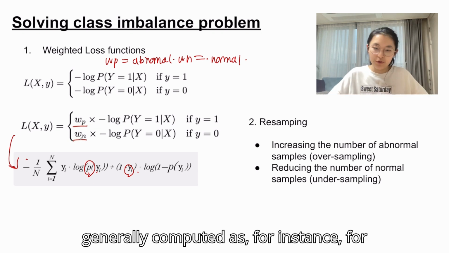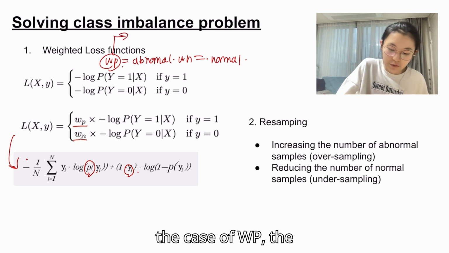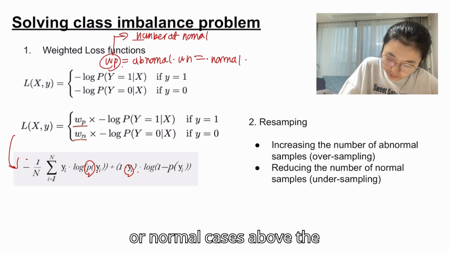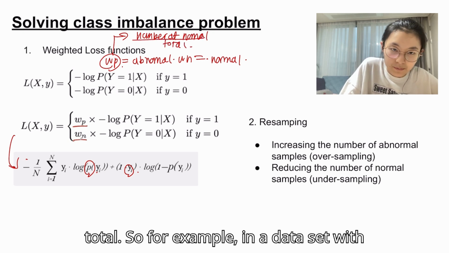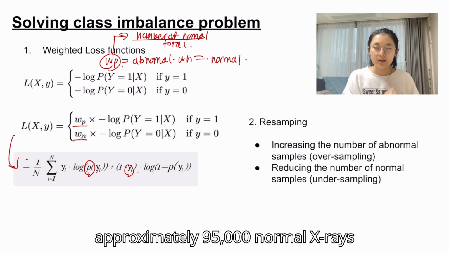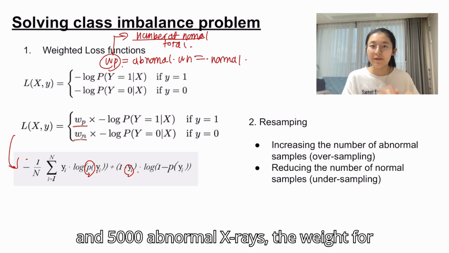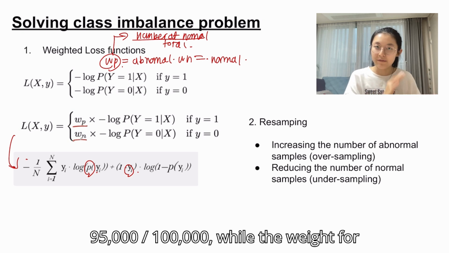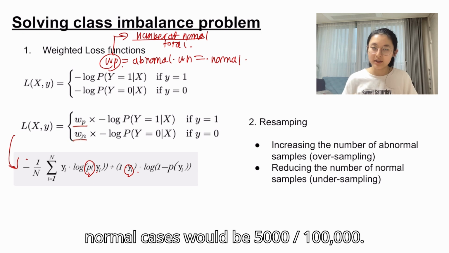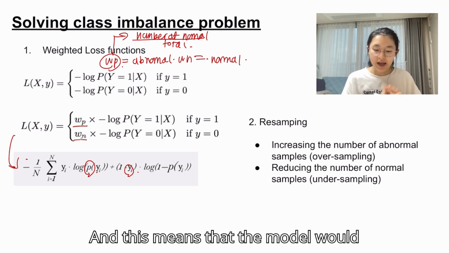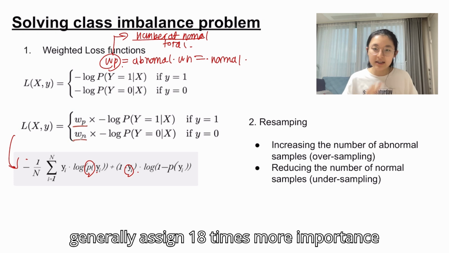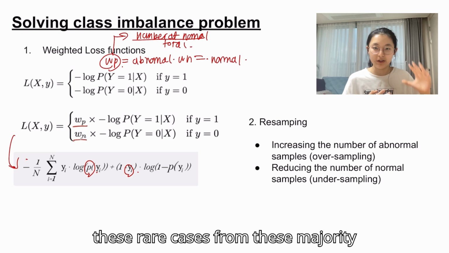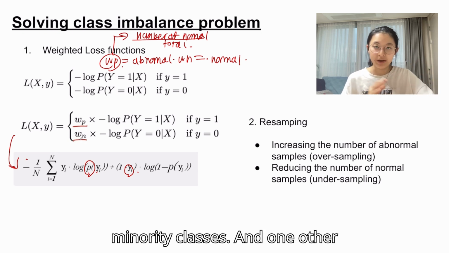Weights are generally computed as, for instance, for WP, the number of negative or normal cases over the total. So, for example, in a data set with approximately 95,000 normal X-rays and 5,000 abnormal X-rays, the weight for the abnormal cases would be 95,000 over 100,000, while the weight for normal cases would be 5,000 over 100,000. This means that the model will assign 18 times more importance to the abnormal cases during training to ensure that it learns effectively from these rare cases, these minority classes.